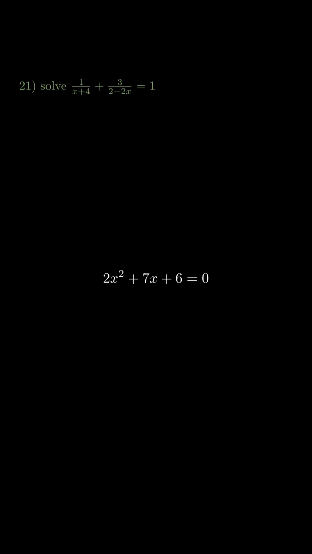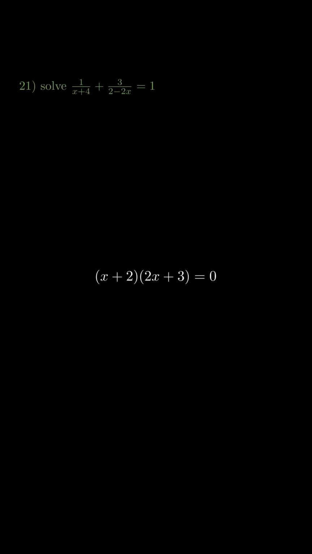So we split the 7x into 3x plus 4x. We can now factorize the first two terms. 2x squared plus 3x becomes x bracket 2x plus 3. And then we factorize the other two terms. 4x plus 6 factorizes to 2 brackets 2x plus 3. Now lastly, we do a third factorization of the x and the 2, and we get x plus 2 bracket times 2x plus 3 equals 0.